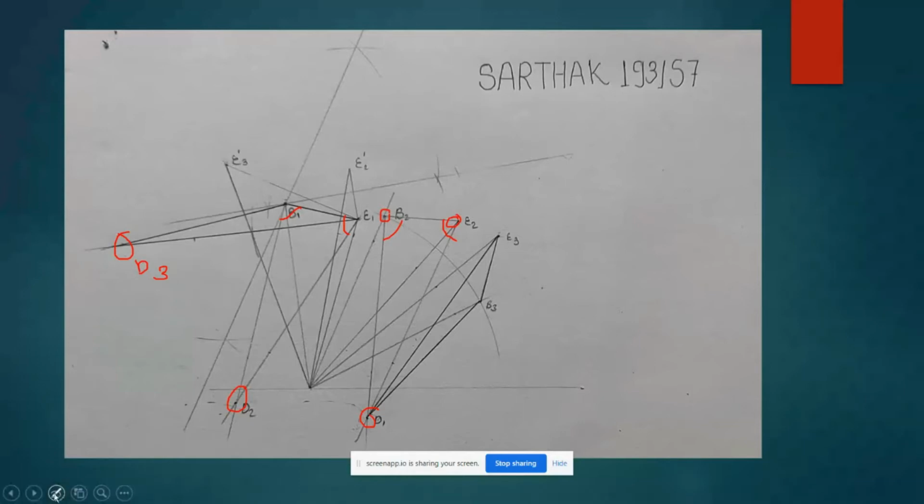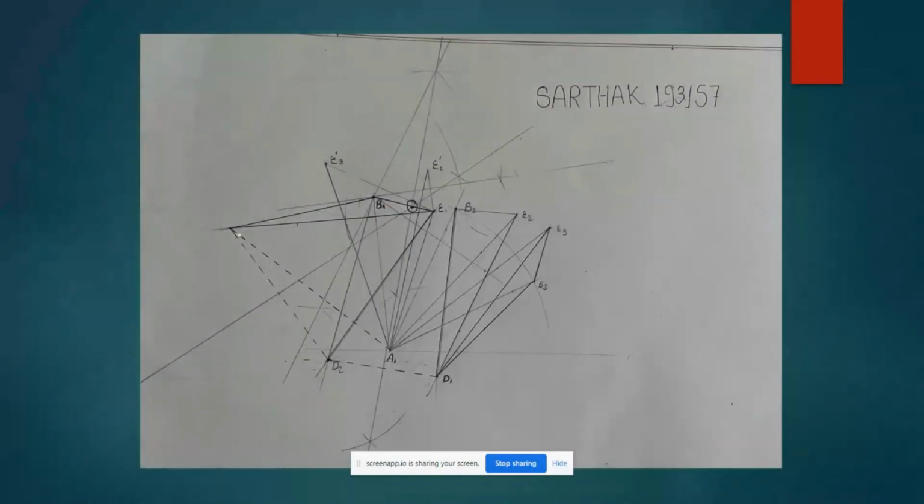After that, we have to find this point D3. For this, we need to take B1 E1 D1 and B3 E3 D3 triangles as similar triangles. So we will get the point D3 in similar manner by putting their angles same. After that, we have to join this point D3 with the D2 and the D2 with the D1.